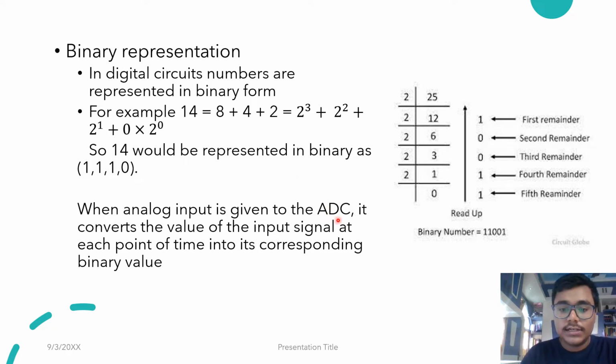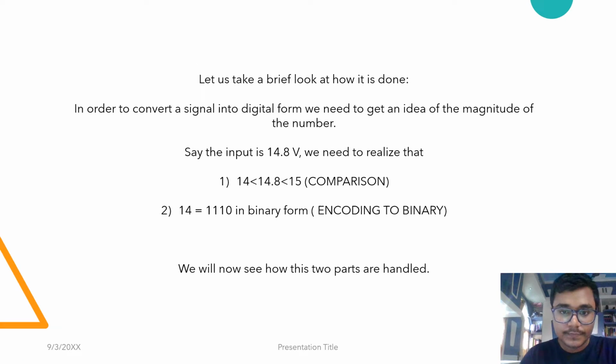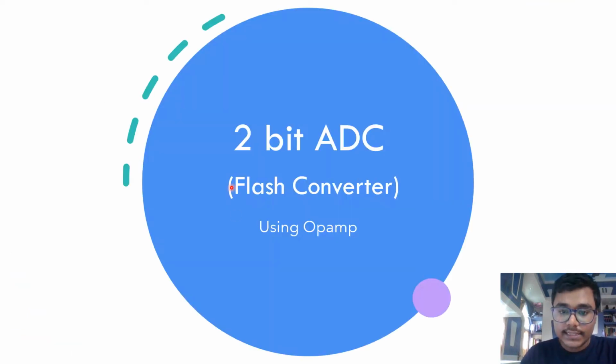So an analog to digital converter should take the analog input value at any point of time and convert it to the corresponding binary value. Let us look at how this process is done. First, if say the input is 14.8 volt, then the op amp needs to compare the value and give the output as 14. Then this 14 needs to be converted into the binary form, that is 1, 1, 1, 0. We will now see how these two parts are handled. We will study the 2-bit analog to digital converter and we will study the flash converter model.